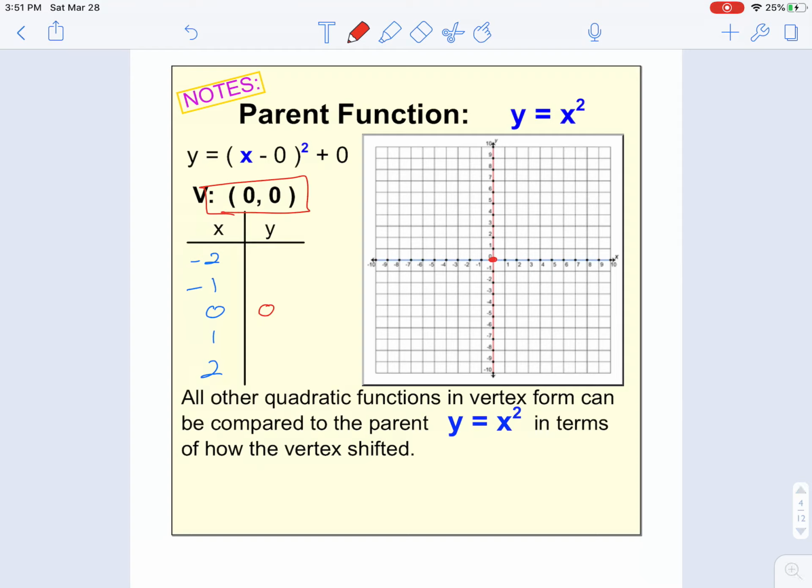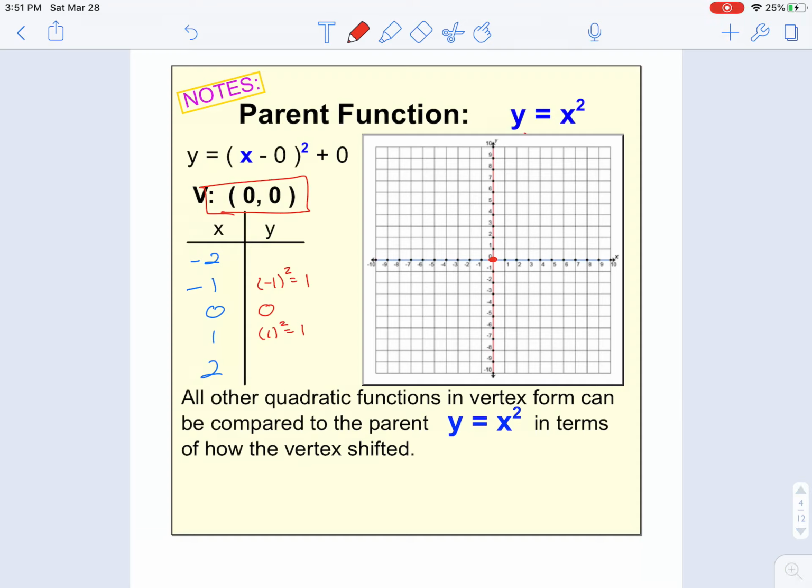So if I plug in 0 for x, I'm going to get 0 for y. So I know I have a point right there at 0, 0. All right. Well, let's plug in -1 for x. -1 means y is -1 squared, which is equal to 1. Well, same for 1. 1 squared is also equal to 1.